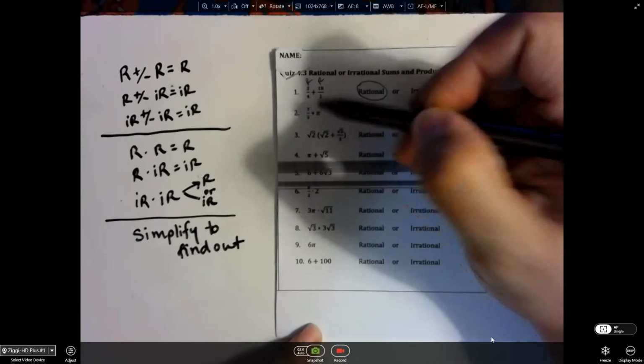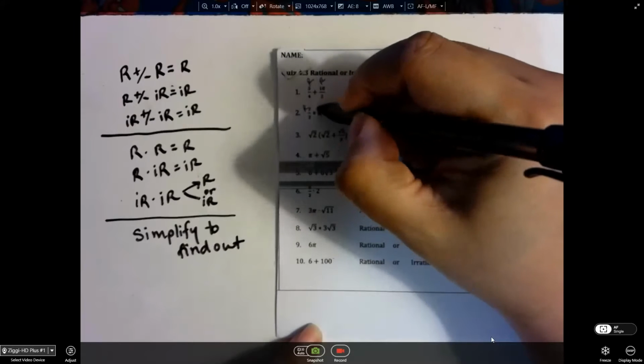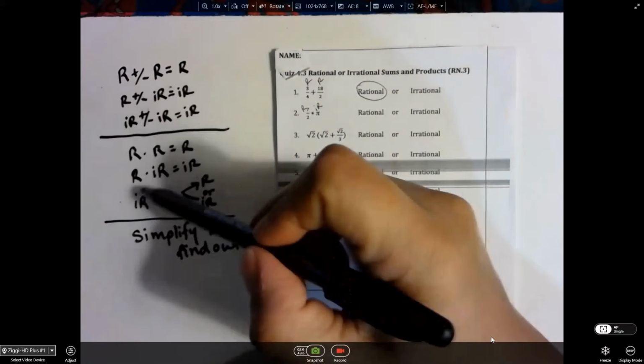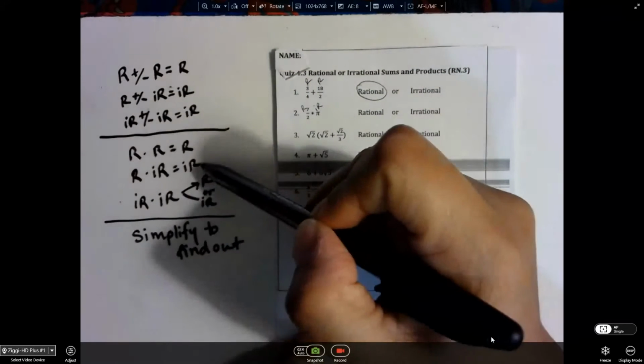7/2 times pi. Well, 7/2 is a rational number, but pi is irrational. And when you multiply rational times irrational, you get an irrational answer.